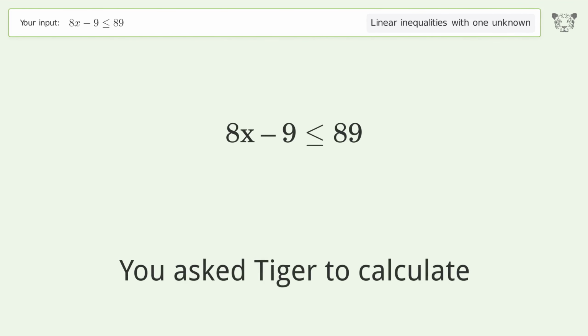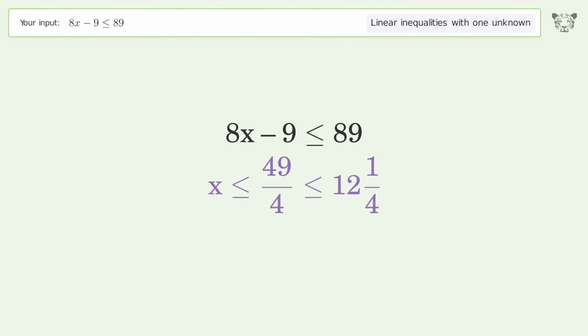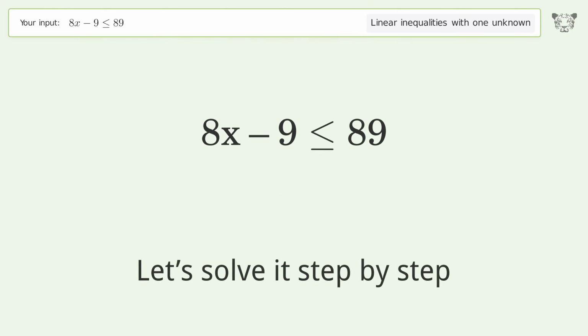You ask Tiger to calculate. This deals with linear inequalities with one unknown. The final result is x equal or smaller than 49/4 equal or smaller than 121/4. Let's solve it step by step.